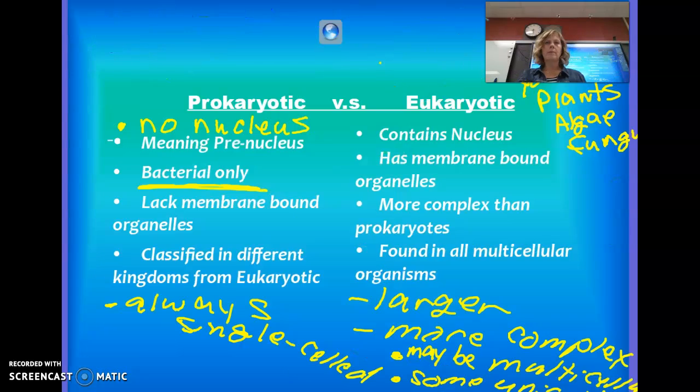All cells can be categorized as either prokaryotic or eukaryotic. You are made of eukaryotic cells, and so are plants and algae and funguses or fungi. These all contain a nucleus. They have organelles that are surrounded by membranes, so we could say membrane-bound organelles. They're more complex than prokaryotic cells, and they're found in all multicellular organisms. They are much larger, more complex. They might be multicellular, but they also can be single-celled or unicellular.